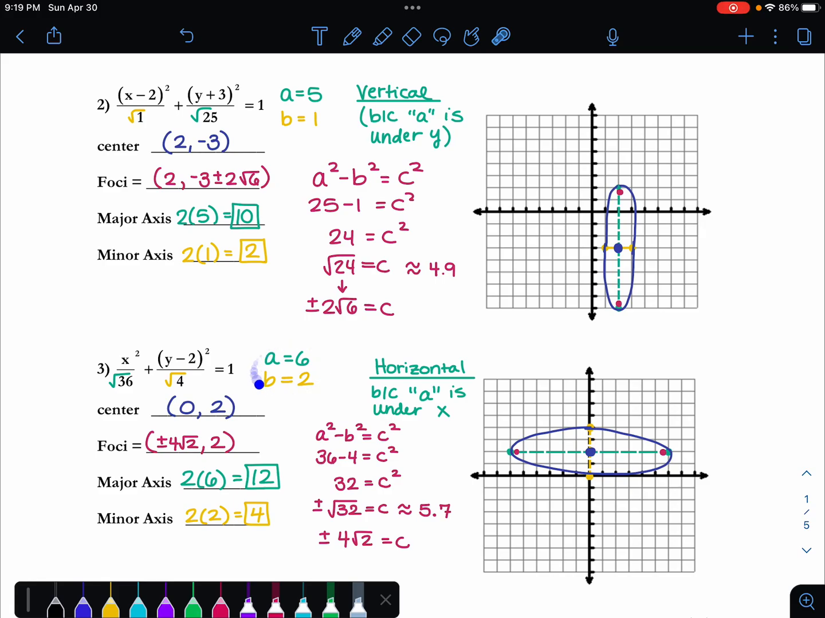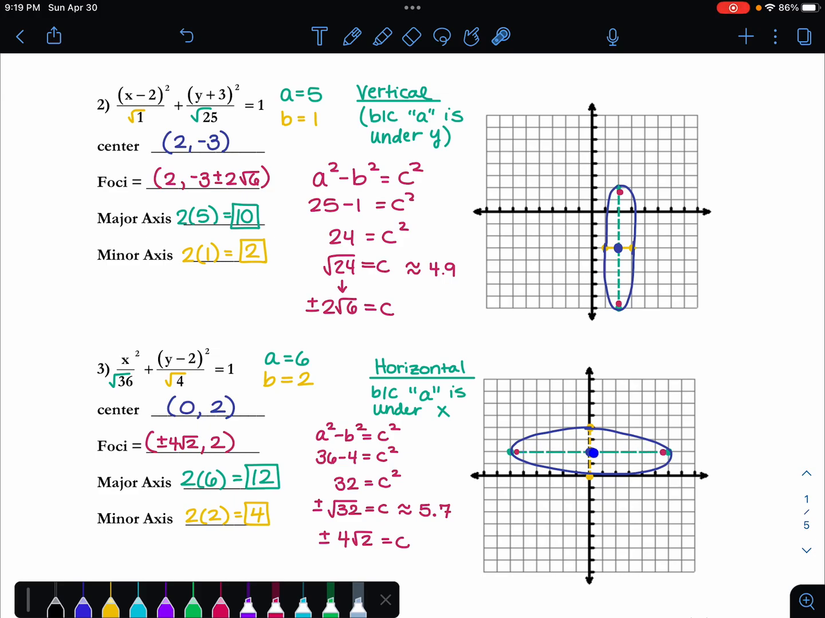After that, we take a and b, and we use this equation, a squared minus b squared equals c squared, to figure out what c equals. Remember, c is the distance that we're going to move to get to the two foci. The foci are always on the major axis. In this case, if it's horizontal, the major axis is this dotted green line. When we solve the equation for c, we get that c is the square root of 32, which comes out to be about 5.7. So to plot our foci, we're going to start at the center and go right and left 5.7.